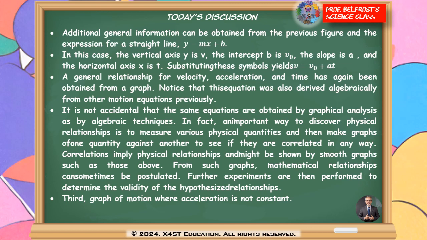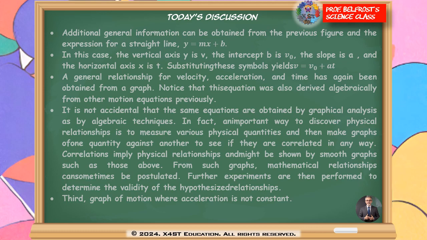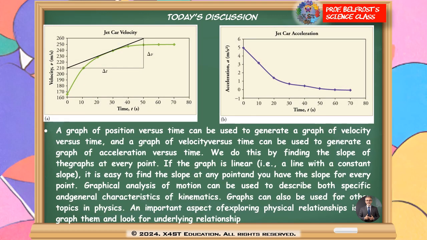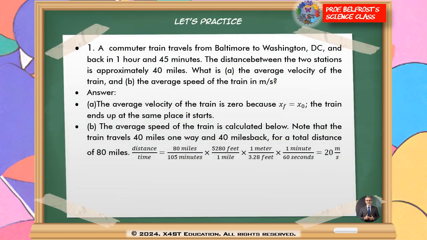Now, third is the graph of motion where acceleration is not constant. Please pay attention to the figures, and you see that the slope of the graph at every point is different. We need another graphical analysis to describe the specific and general characteristics of kinematics when we are facing a that is not constant. Okay, we are done with the theoretical things.